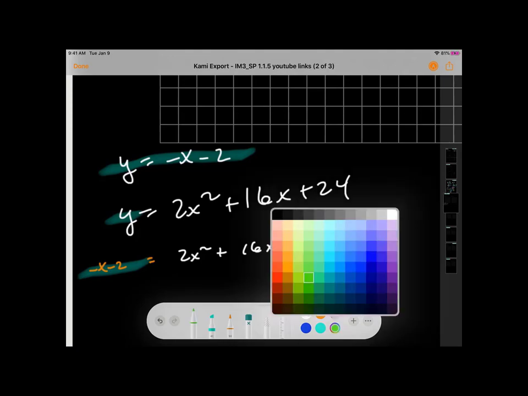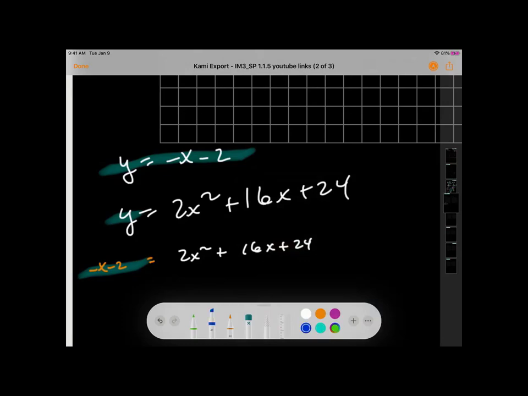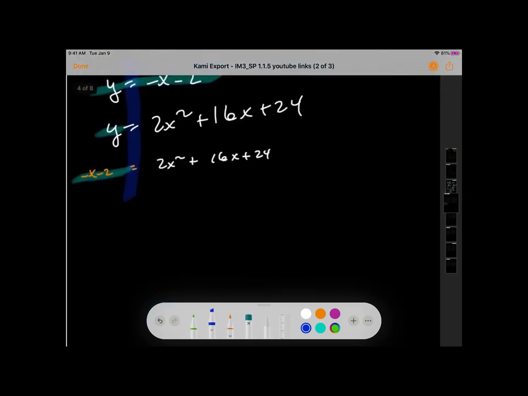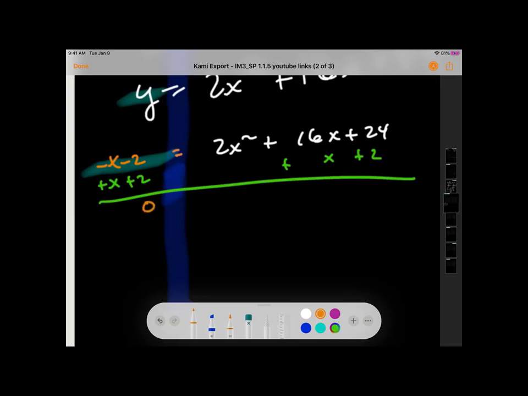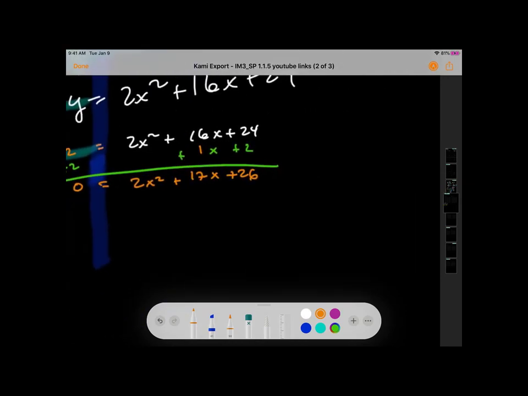So I'm going to draw a line down the equal sign. Some space to work. I'm going to move this -x to the other side. To do that, I'm going to add the opposite, and line them up with like terms. So I have 0 equals 2x squared plus 17x plus 26. Okay, let's see if we can solve this by factoring.